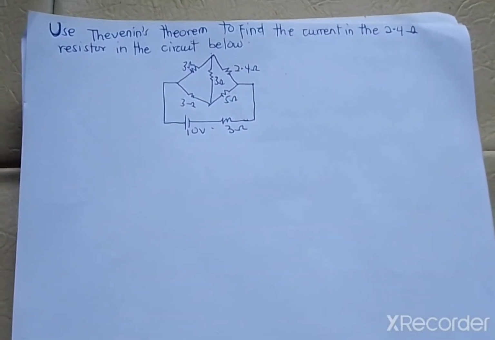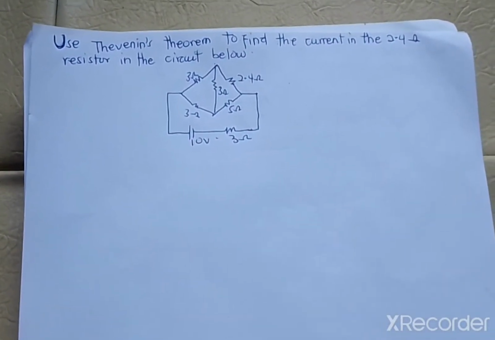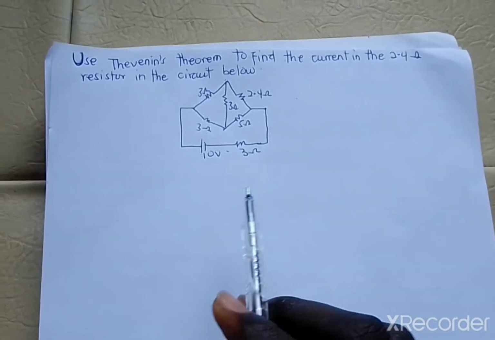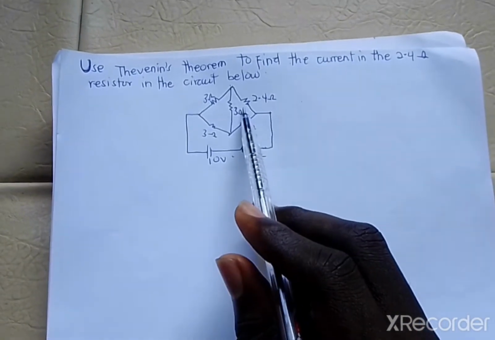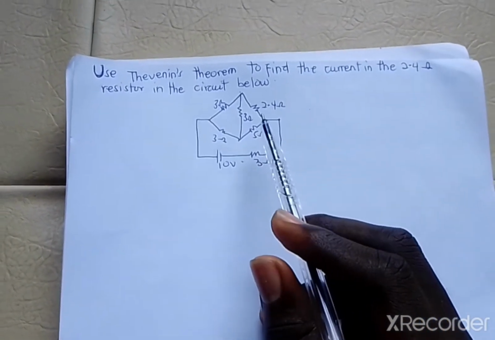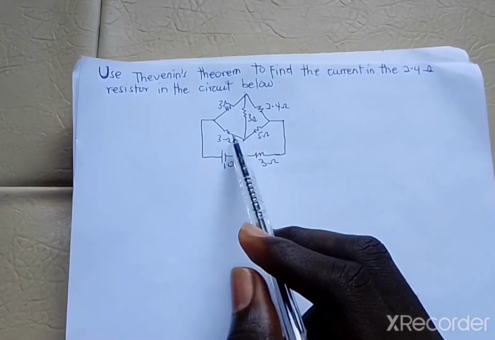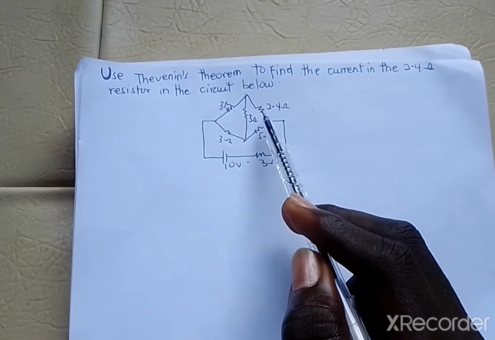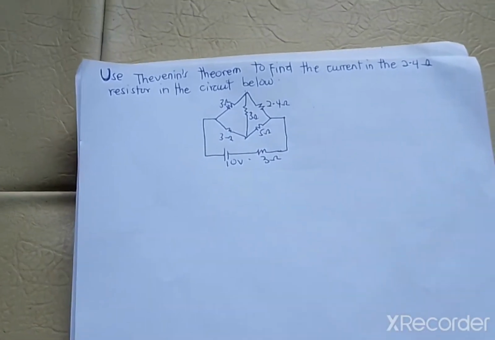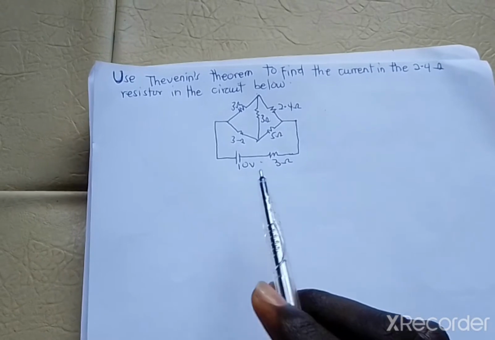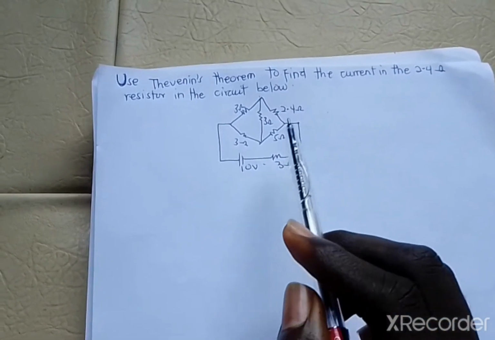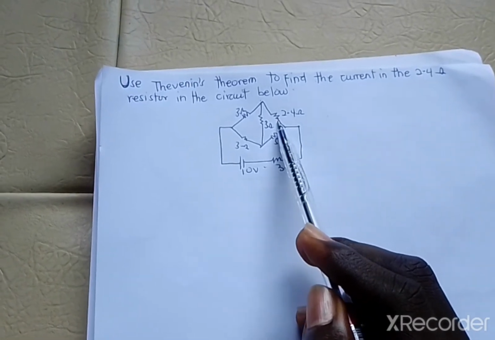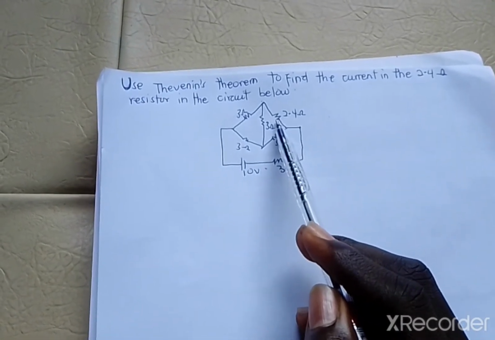Hello viewers, in this video we are going to solve a problem in Thevenin's theorem, and the problem says we should use Thevenin's theorem to find the current in the 2.4 ohm resistor here. So this is a bridge network of resistors, and we have to find the current in this 2.4 ohm resistor. As Thevenin's theorem goes, you have to find the Thevenin's voltage, which is an open circuit voltage here where the resistor you want to find the current is.